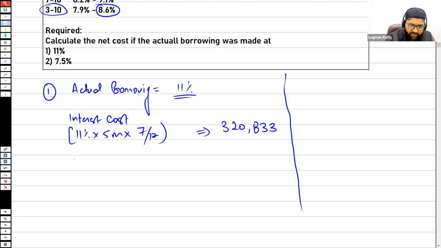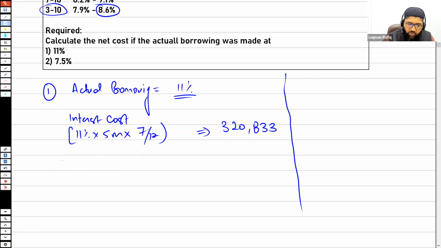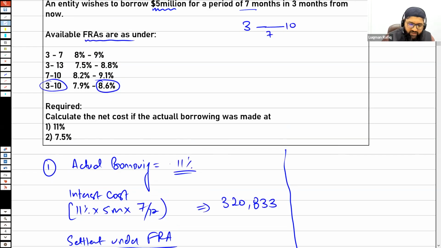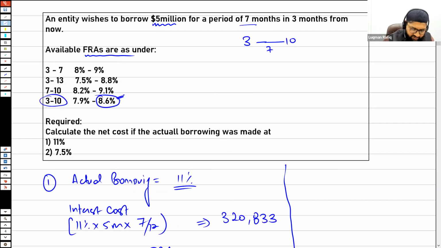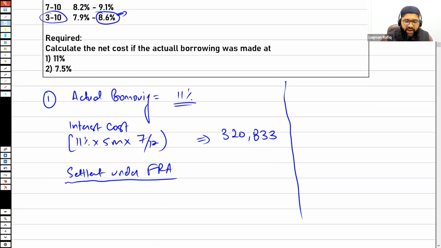Now what actually happens is that, as I said, this is your interest cost. Now what next is there? The next situation is settlement under FRA. What's the settlement under FRA? 8.6%. So the agreed rate is 8.6%.